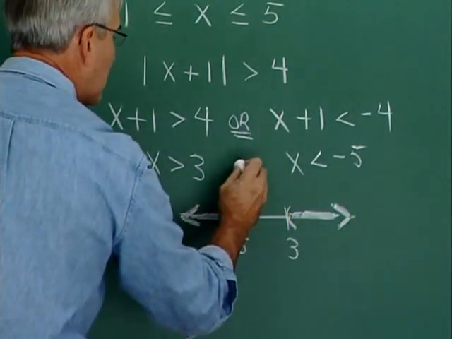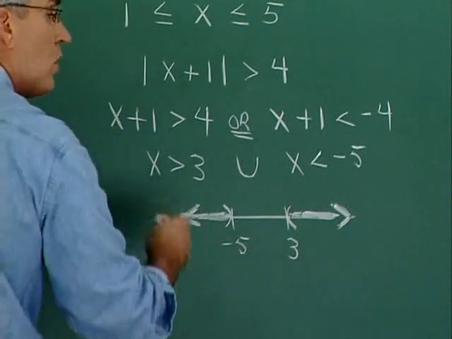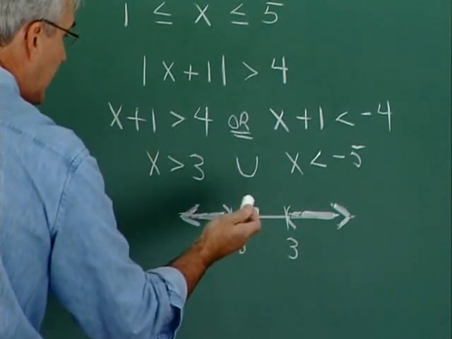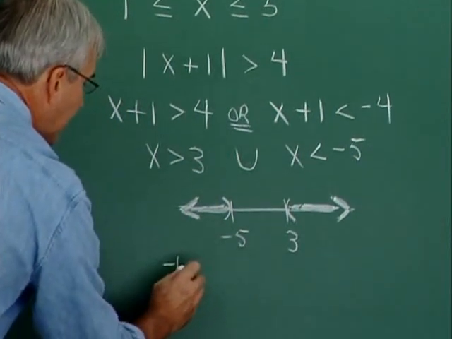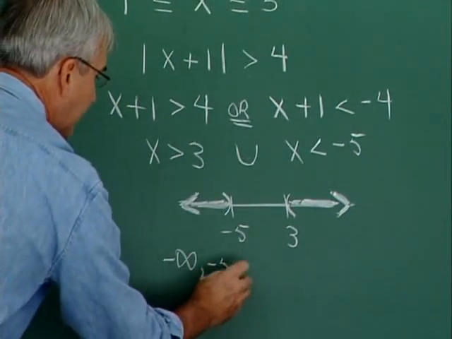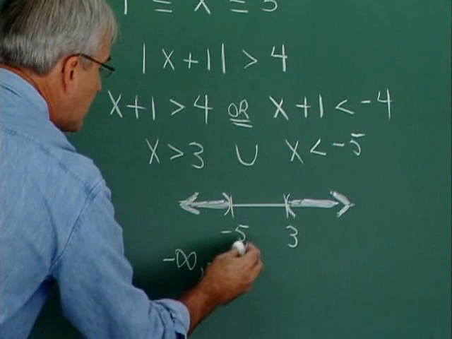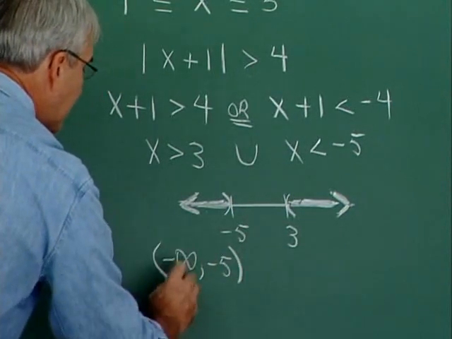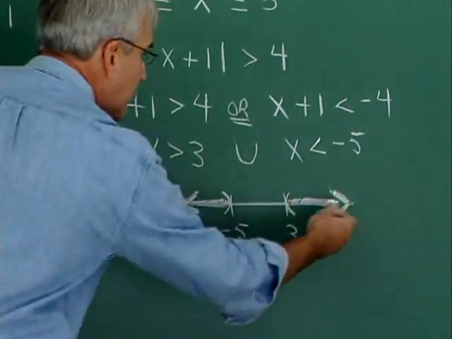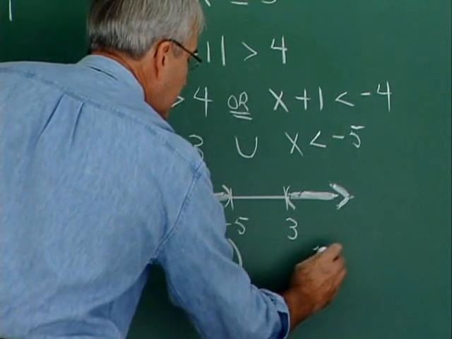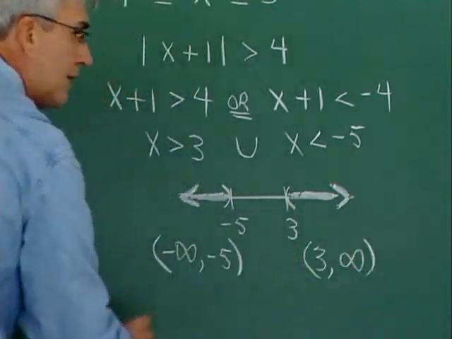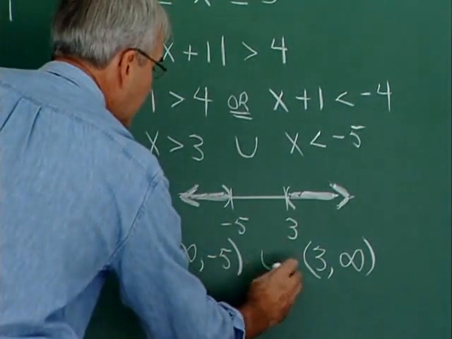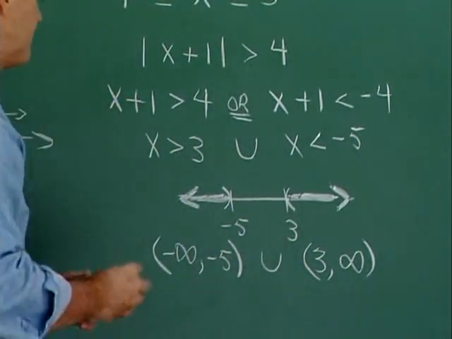The word or corresponds with the idea of union. We could even use interval notation if we want to. If we're talking about this interval, it's the interval from negative infinity to negative 5. We're not including the negative 5 here, so we would write this. And then this interval is described in interval notation as 3 to infinity, not including the 3, and we never include the infinity, and it's the union of these two sets that we're interested in.